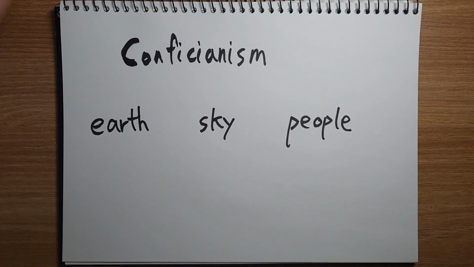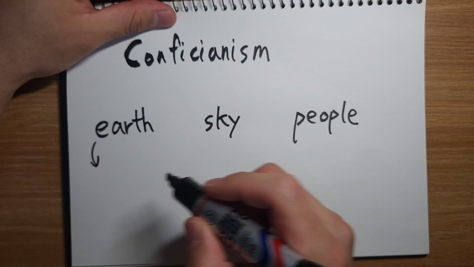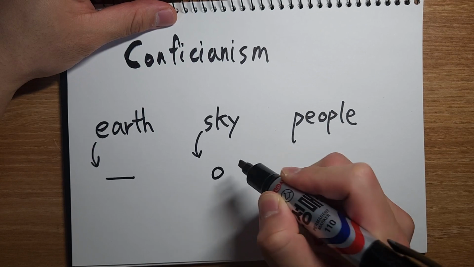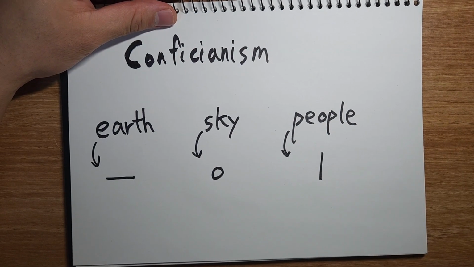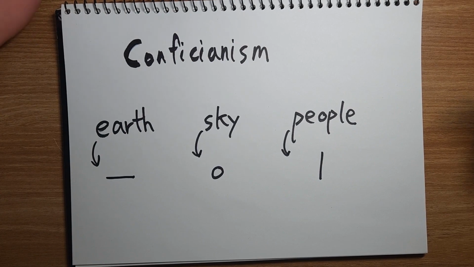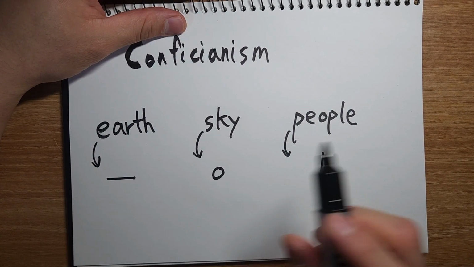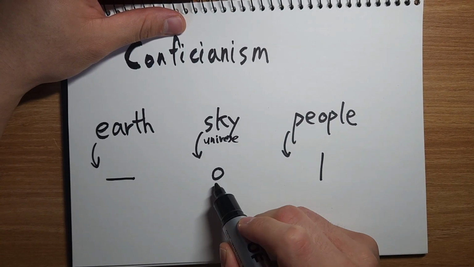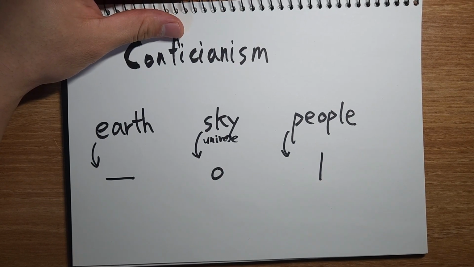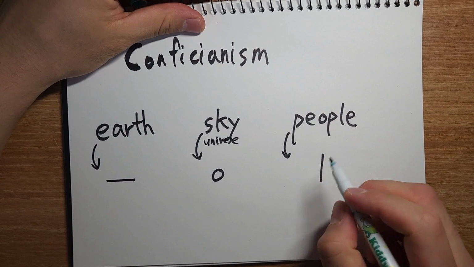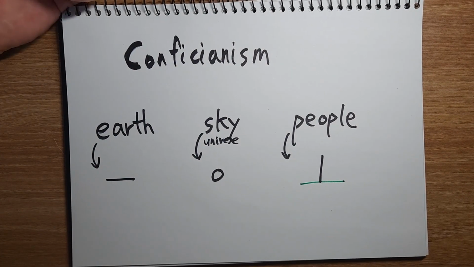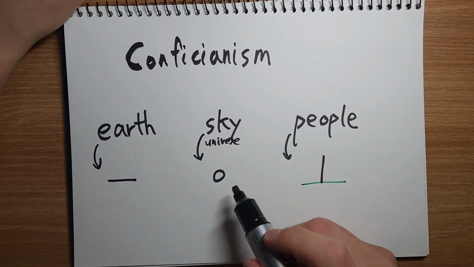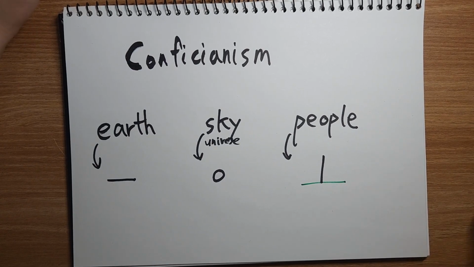King Sejong symbolized this into three symbols. He symbolized earth into flat stroke, and sky into round dot, and people into a vertical stroke. Because most of the ancient Asian people think earth is flat, and sky or the whole universe is round, and King Sejong thinks people stand up on the earth. So he created three fundamental vowels: flat stroke, round dot, and vertical stroke.